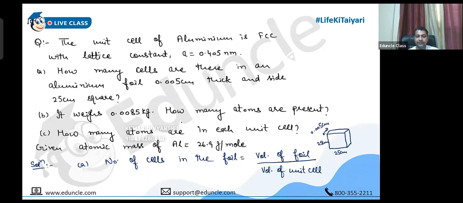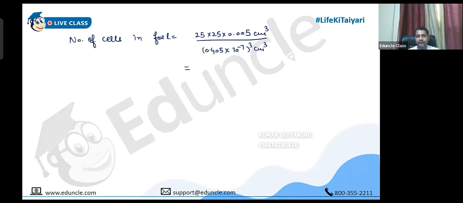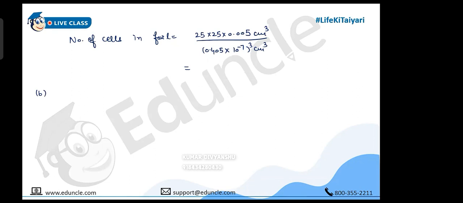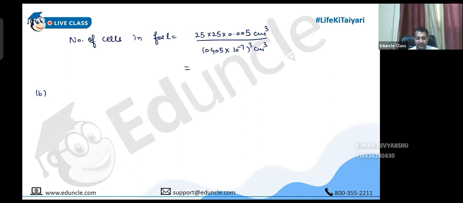Yes, what is the final answer? So it is 25 into 25 into 0.005 in centimeter cube, and that was A cube, that is 0.405 into 10 to the minus 7 cube. Then if we convert it into centimeters, what is this value? Because other values are in centimeter, so it is easy to convert it into centimeter rather than converting all of them into meter. You can do it the other way also by converting the foil dimensions into meters. One and the same thing. So what is the final answer?